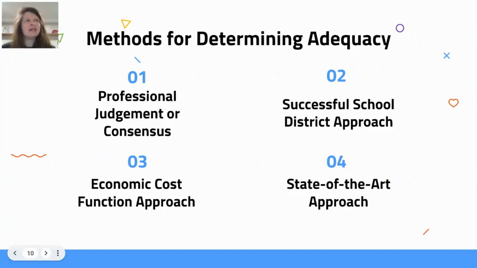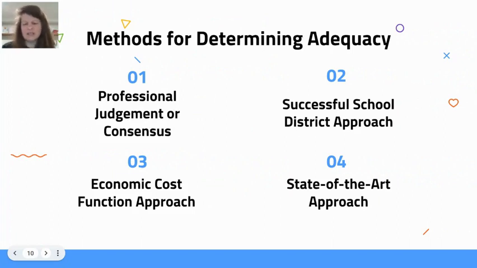It takes educational professionals identifying components of a prototype school that they believe would enable staff to teach students to some predetermined performance standard. The components of this plan are then costed out, and that's used to determine what is an adequate financial base. The one drawback is that this approach does not provide for much differentiation between the average school and one with a high concentration of at-risk students.